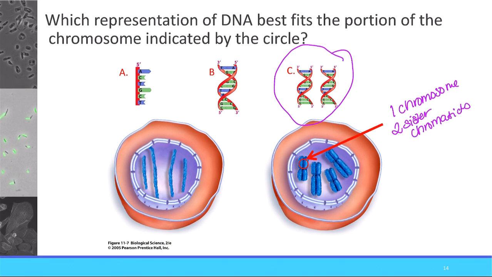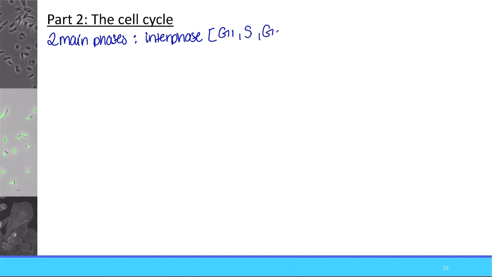And what we're going to talk about next is, now that we have all of our definitions and we've practiced with them, we are now ready to talk about the cell cycle. So before we get into mitosis and meiosis, we first have to introduce the cell cycle. And the cell cycle has two main phases, and those main phases are interphase, and interphase is made up of three phases, G1, S, and G2. The second phase of the cell cycle is mitosis.